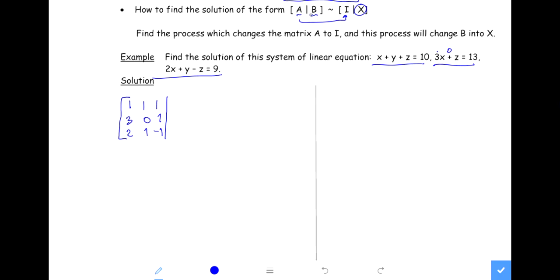Okay, so B is the matrix of constants. So we have 10, 13, and 9. Okay, 10, 13, 9. Yay, we have it now.